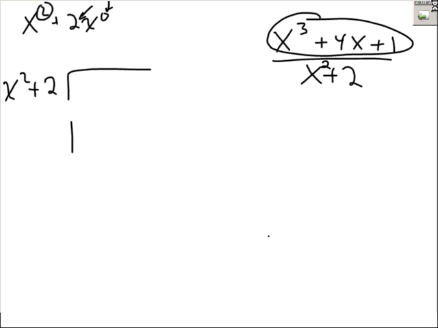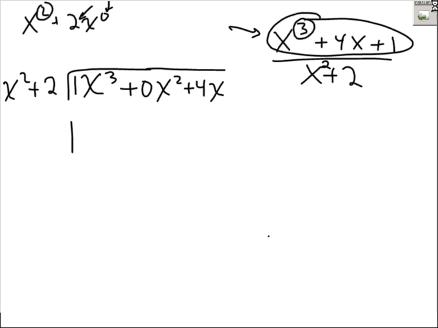Okay, so what goes under the bar? Well, the degree of the numerator, the highest power of x, is 3. So the degree is 3. In this case, we have 1x cubed. You put the 1 if you like or not. It has no x squared. The numerator has plus 4x, and the constant is plus 1. We filled in the missing term, the x squared term. We filled it in. Now, the problem starts.